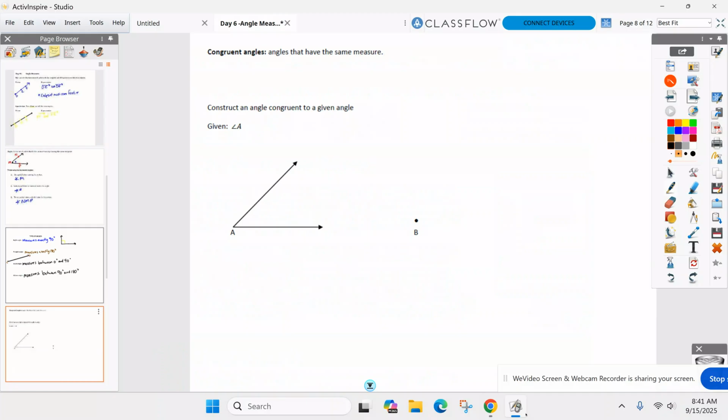Congruent angles. Now, congruent angles don't have length, they have measure. So they have the same degree measure. Draw me 2 angles that look congruent, please.